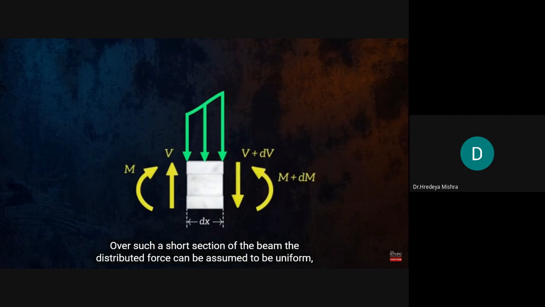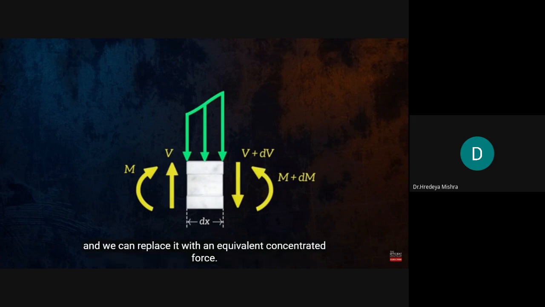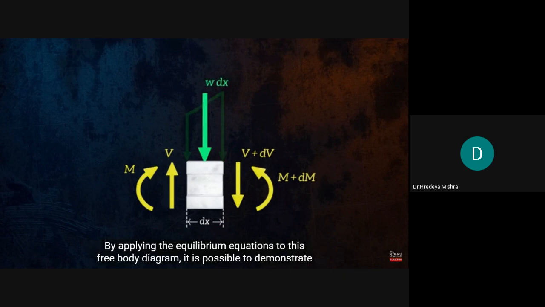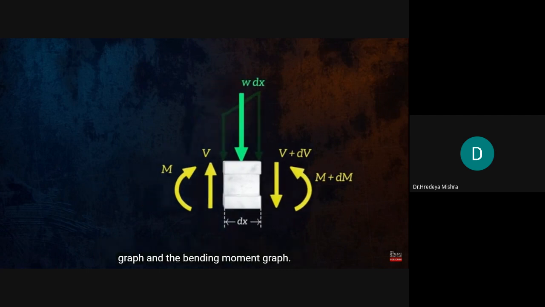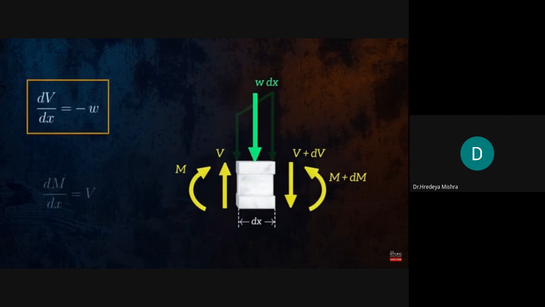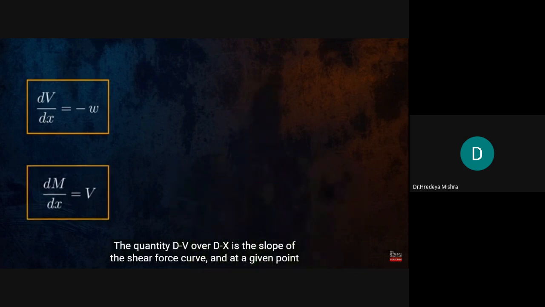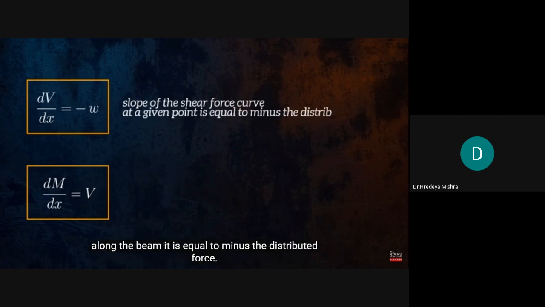Over such a short section of the beam, the distributed force can be assumed to be uniform, and we can replace it with an equivalent concentrated force. By applying the equilibrium equations to this free body diagram, it is possible to demonstrate that the following relationships exist between the applied distributed force, the shear force graph, and the bending moment graph. The quantity dV over dx is the slope of the shear force curve, and at a given point along the beam, it is equal to minus the distributed force.